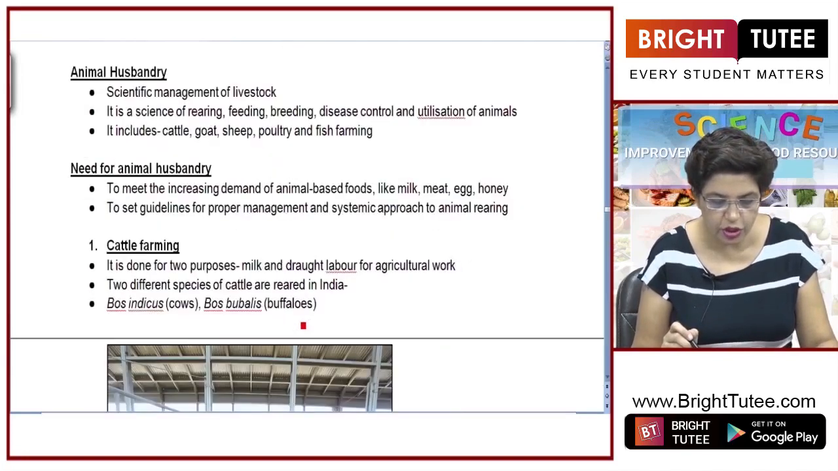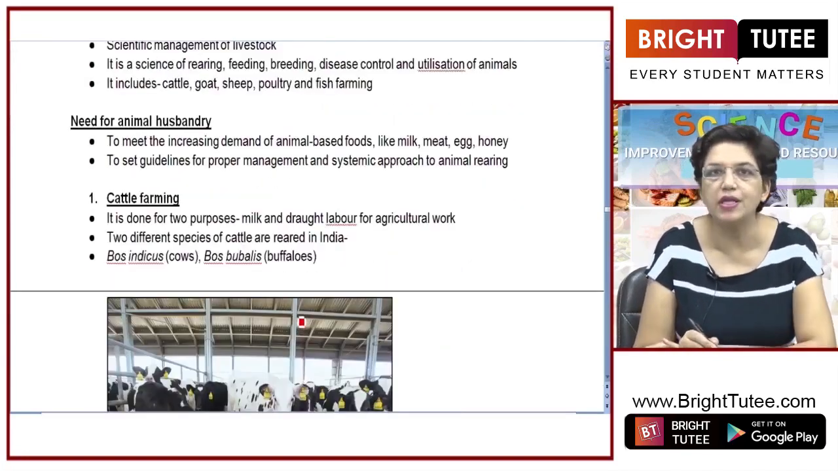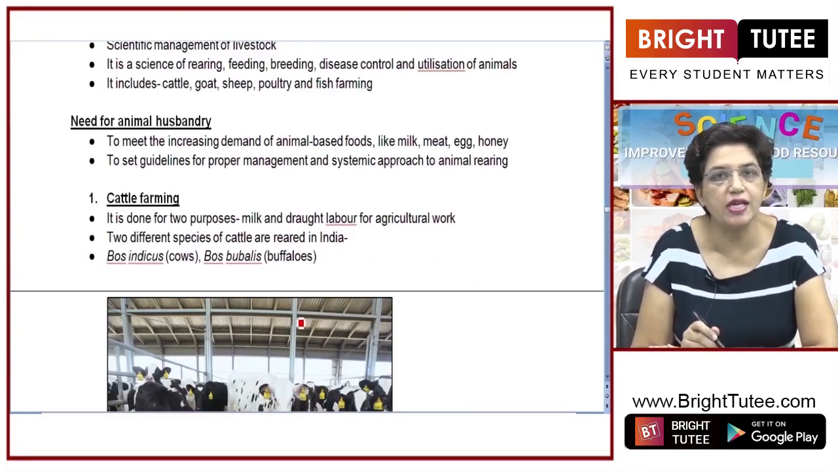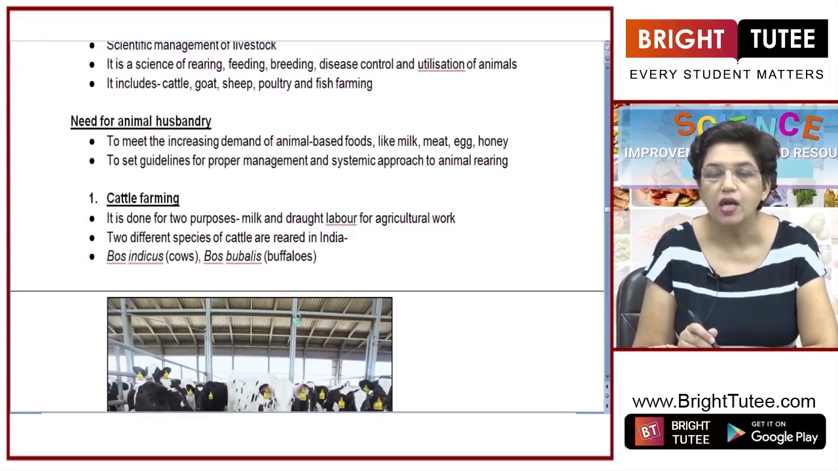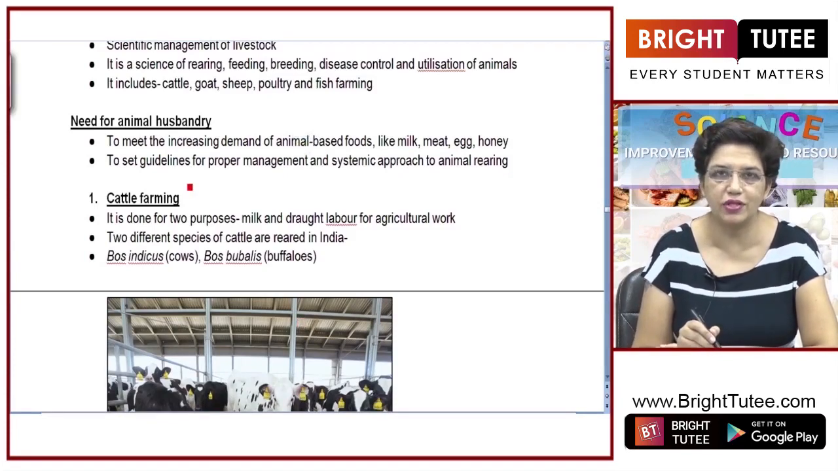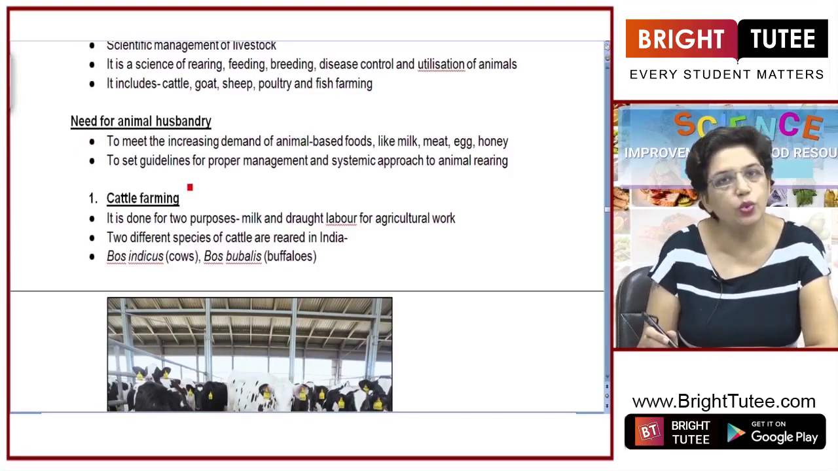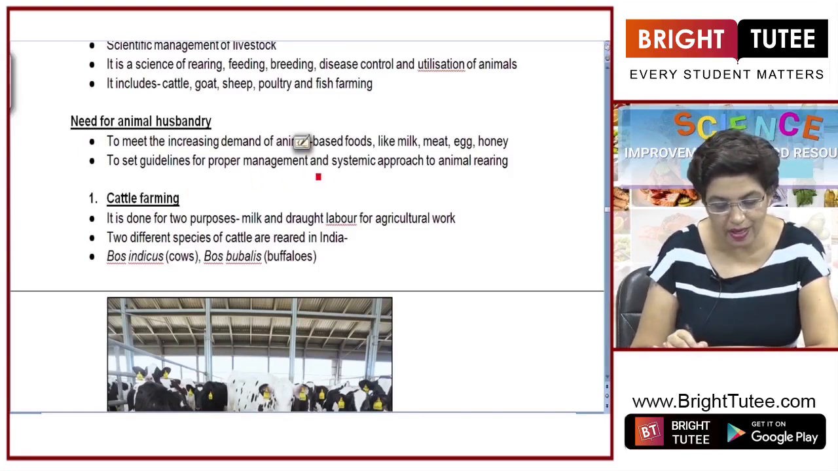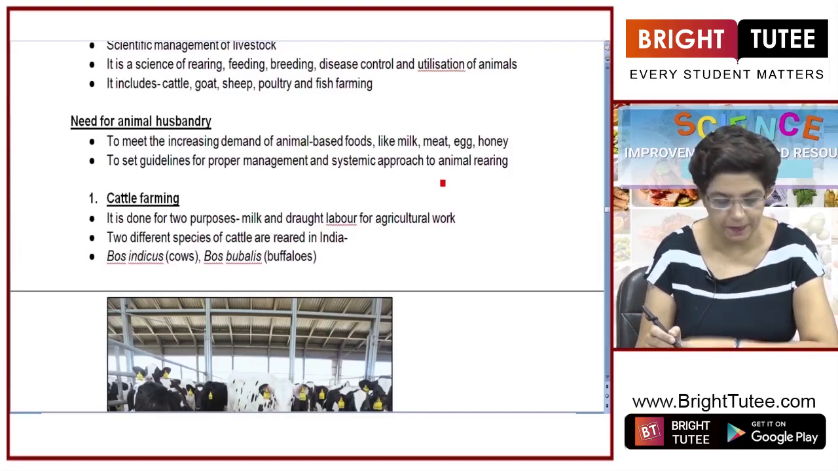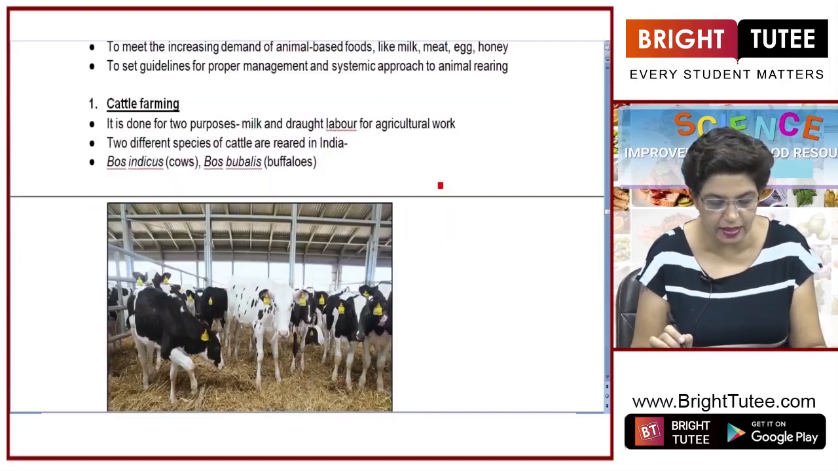So first question arises, what is the need for animal husbandry? As I told you in my previous video, since the population of India is huge and it is still growing, we need more food to meet the requirement of this growing population. And secondly, we also need to give humane treatment to the animals. So for proper management and a systematic approach to animal rearing, we need to study animal husbandry in a scientific manner. So first topic is cattle farming.